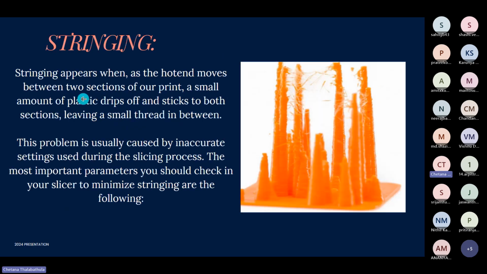Next, stringing. Here you can see in the picture between this structure and this structure, there are thin threads appearing. This happens because when the hot end is moving from one structure to another, the small amounts of plastic which drip out of the nozzle will create these threads, and it is also caused by inaccurate settings in the slicing process.